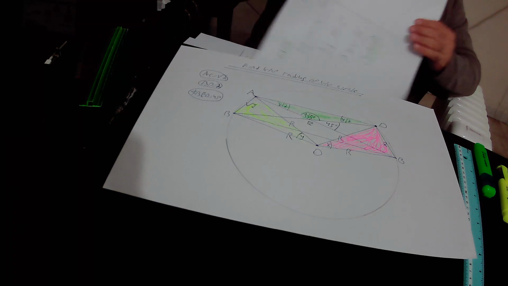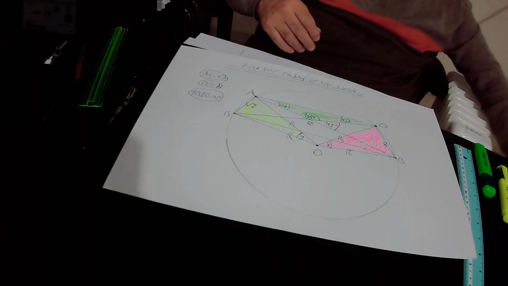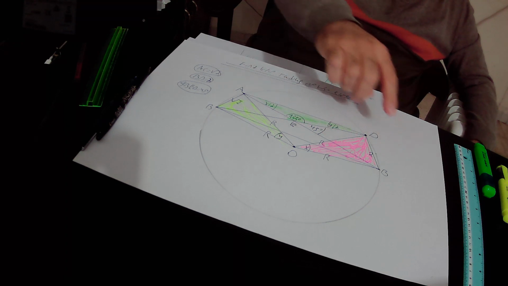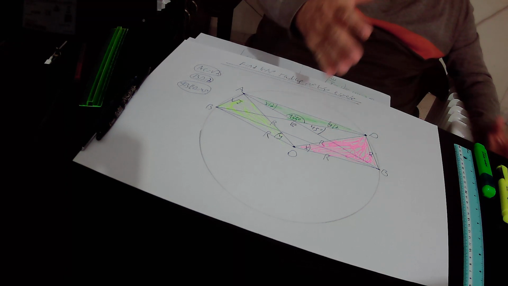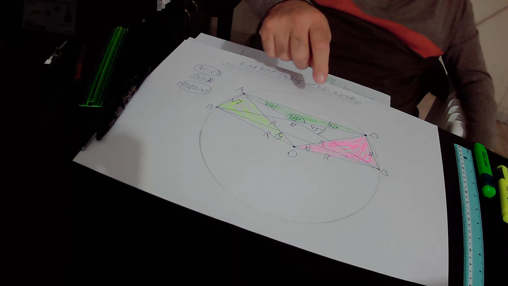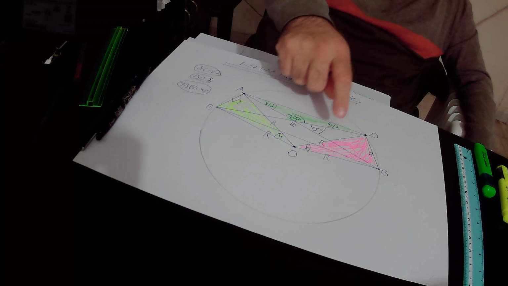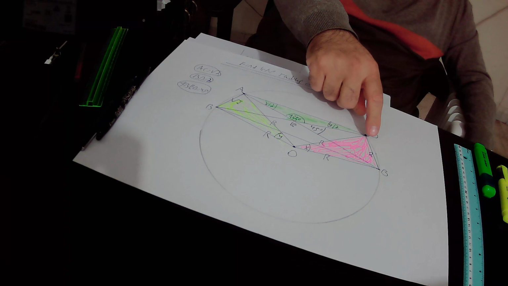In the next step, we apply the law of cosines on the pink triangle, triangle DOB. According to it, cosine x equals R squared plus R squared minus 2 squared, that is 4.